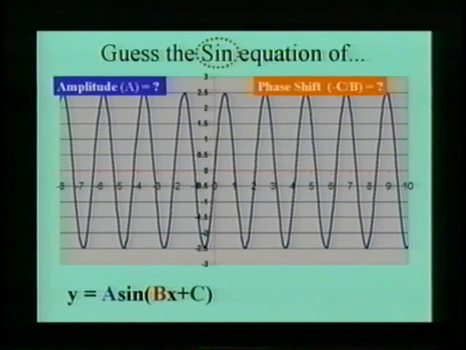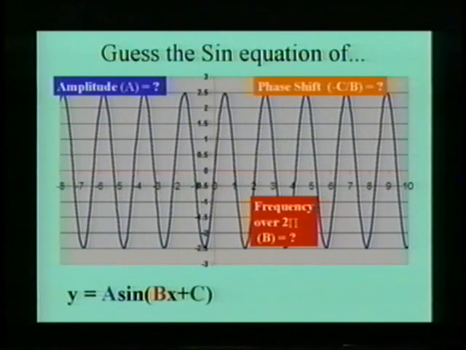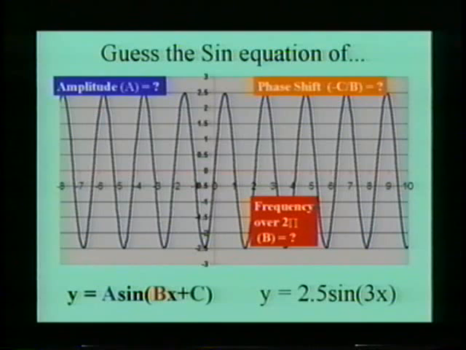If we go from 0 all the way over to 2 pi, or over to 6.2, it goes through the S curve 1, 2, 3 times. So the frequency is 3, or b is 3. Frequency over 2 pi will be 3 in this case. So I'll just fill those numbers in, and I get y equals 2.5 sine of 3x. It's a possible guess.